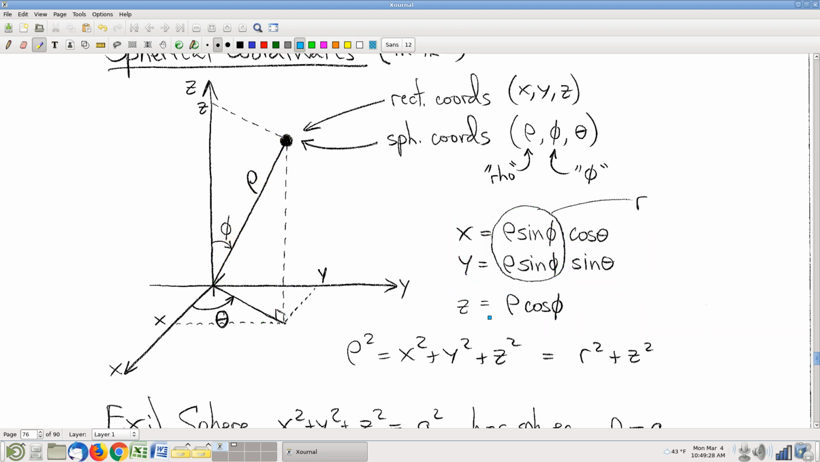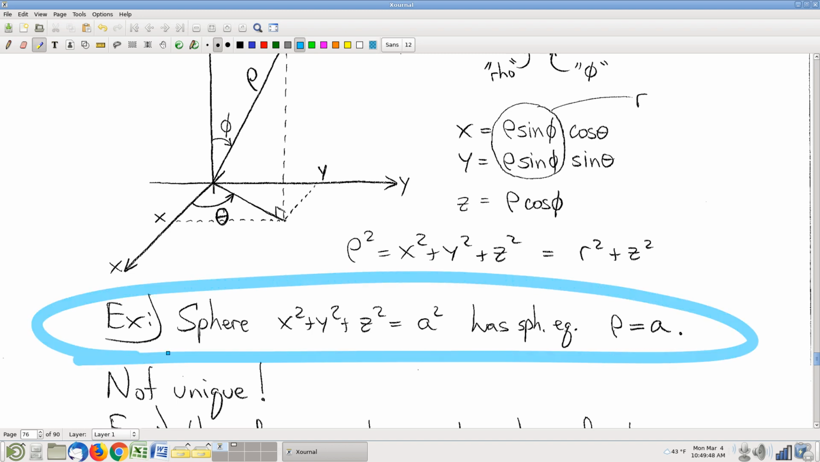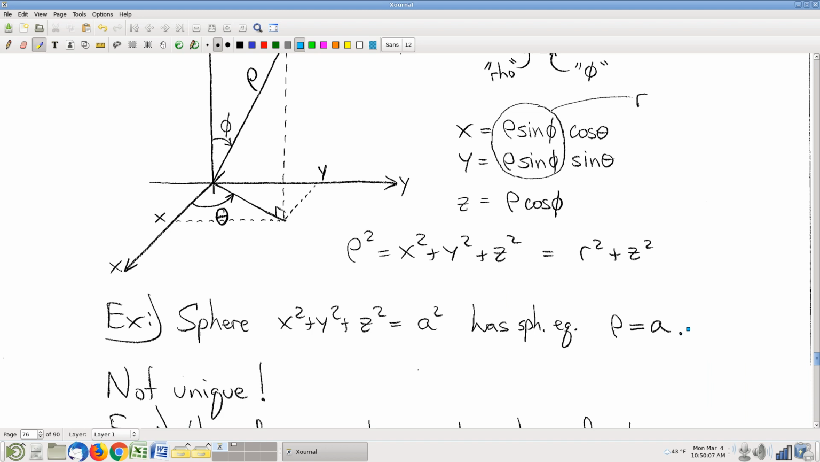Some other conversion formulas, if you want to go back the other way: you'll notice here that rho squared is x squared plus y squared plus z squared. Right? Another easy trig argument. Okay. The sphere: rectangular equation there, spherical equation there. It's a nice example. This shows why spherical coordinates is pretty nice in some cases, right? Look how easy that equation is in spherical coordinates. Okay. How we're going to cash that in, we'll see soon.